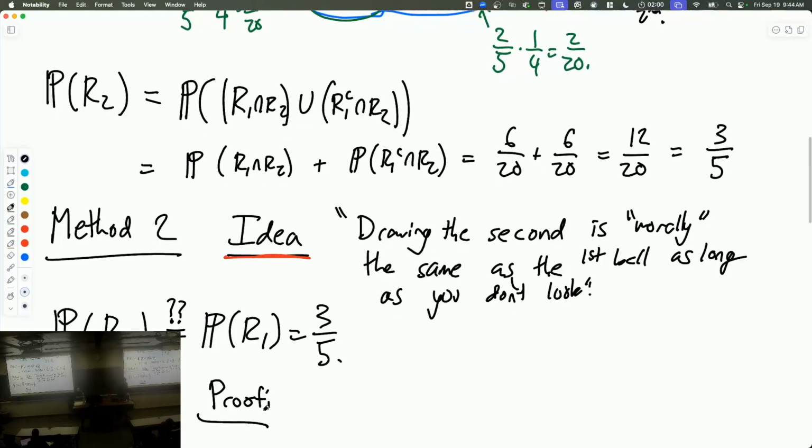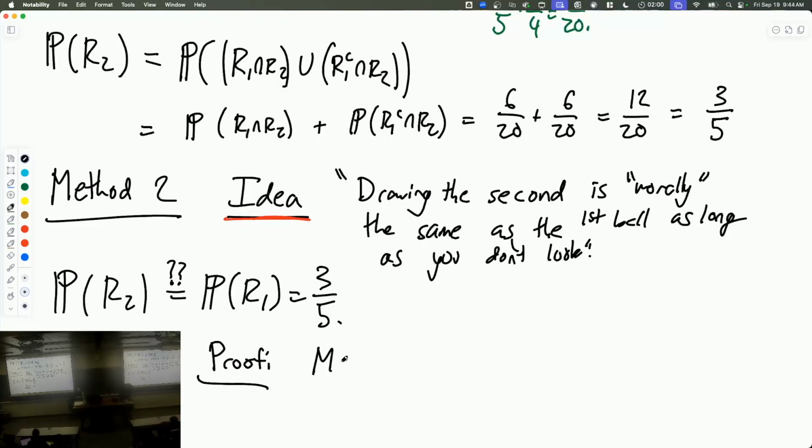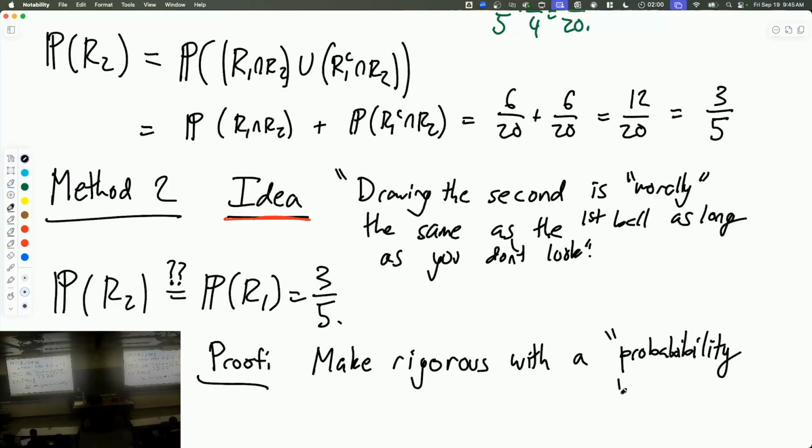So the proof is to make this rigorous with what I call a probability preserving map. Now that I'm looking at that, it looks like a dinosaur, which is wrong. I don't know, okay, I'm going to leave it like that. Make rigorous with a so-called probability preserving map. Anytime you have a symmetry, you can exploit the symmetry by making a probability-preserving map that uses that symmetry.